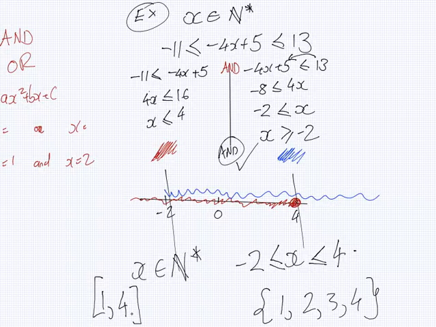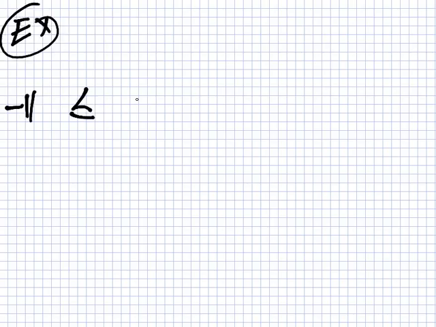Okay, I said there's a second way to do this one. I'm going to do this one again using the other method. Can I scroll down? Okay. So let me just rewrite the question again. Same example: minus 11 less than or equal to minus 4x plus 5 less than or equal to 13.